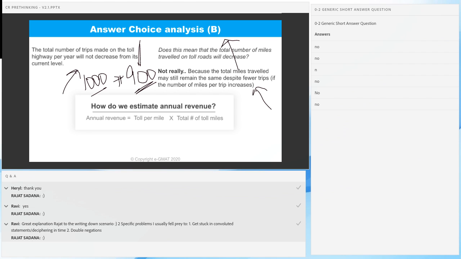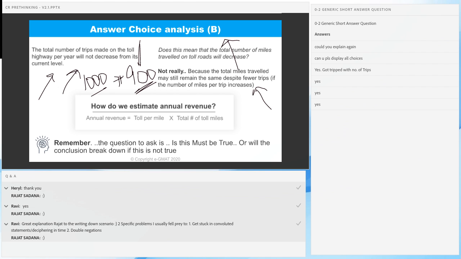People who chose choice B, can you see the difference between what an assumption is and what a strengthener is? Choice B definitely increases your belief in the conclusion, but it's not an assumption. It's not a must be true. People who chose choice B, is that clear why choice B is wrong? Folks who chose choice B. Yes, yes. Okay, perfect. I'll display all choices, yes.